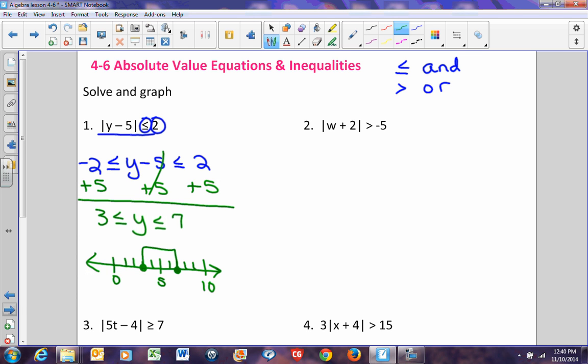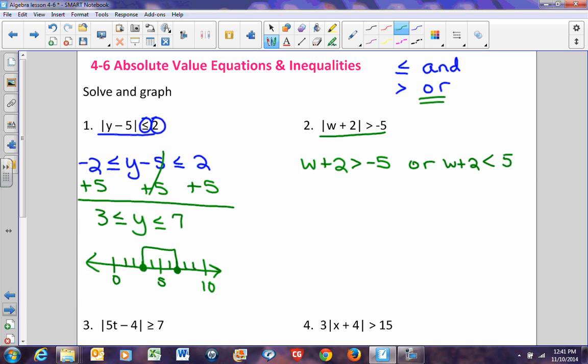We look at number 2. The absolute value of w plus 2 is greater than negative 5. It's a greater. It's going to be an or statement. Or statements set up this way. I'm going to write it just as I see it without the absolute value symbol. W plus 2 is greater than negative 5. Or, now I'm going to write it again. This time I'm going to leave the w plus 2, reverse the inequality symbol, so now instead of greater than, it's less than, and reverse the other number. Instead of negative 5, it's positive 5.